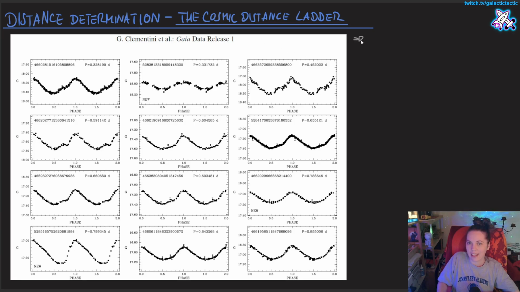And that is compared to the first step, where we use geometry, an indirect approach. And because of that, it needs calibration. And how do we calibrate this? Use the first step.